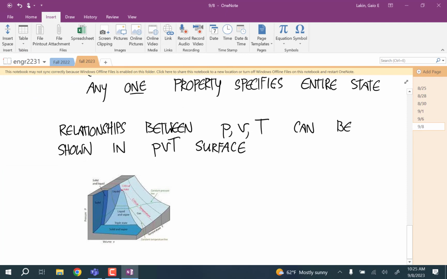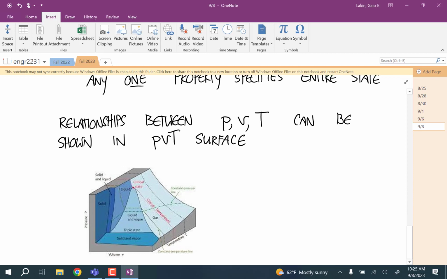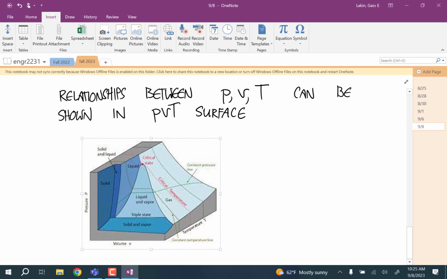So here's a PVT surface. Can you see that okay? It's not the clearest picture, but that three-dimensional shape is only a surface, it's not a solid. But if you choose a volume and a temperature and plot some point in there, that specifies what the pressure is.